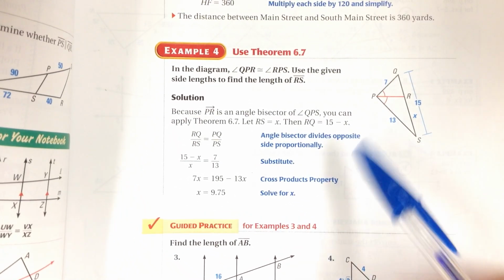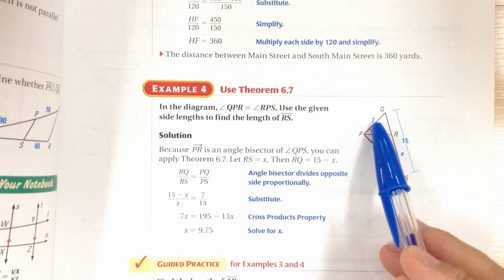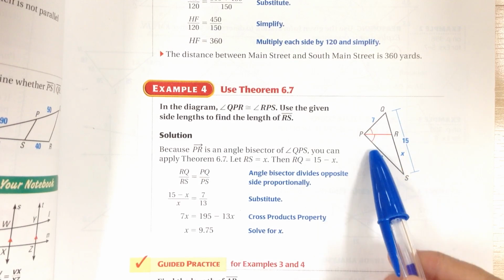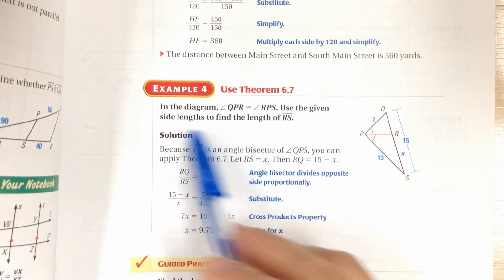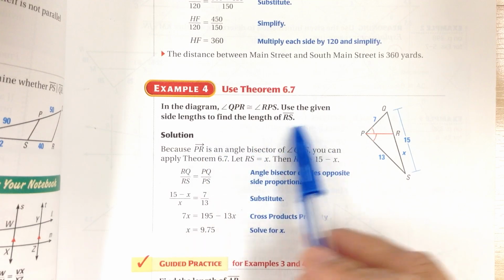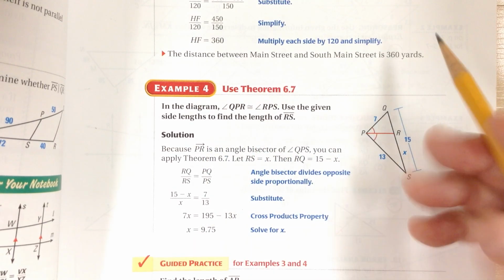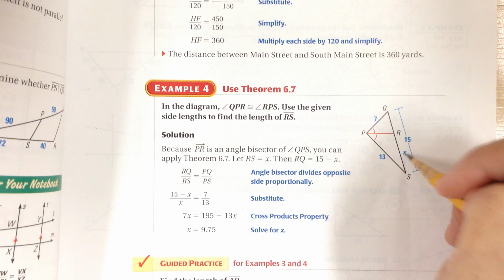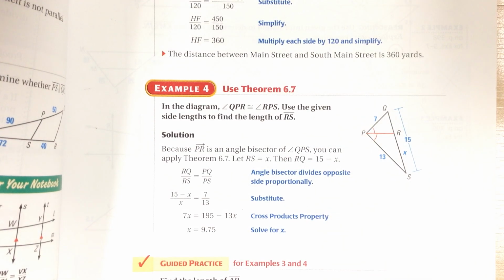Okay, so right away you see over here two angles are congruent, okay? So that's your angle bisector theorem, right? So you want to find the length of RS, looking for the x, okay? So what you need to do is, again, let's draw the triangle. I'm going to turn this sideways, okay? So that's going to turn the picture this way.